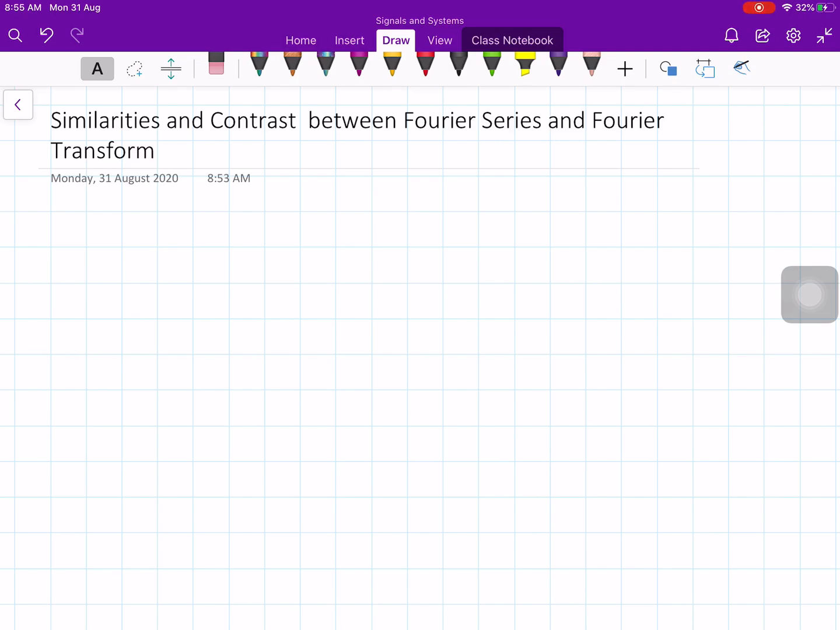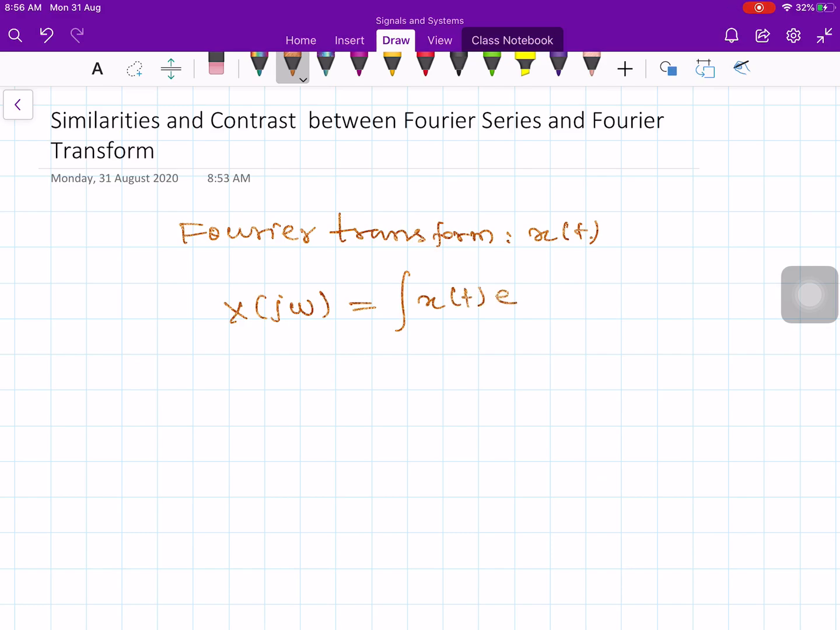Okay, so in the last lecture we discussed the Fourier transform, and we derived two important relationships. One is the Fourier transform of a given signal x of t. It is denoted by x of j omega, which is equal to the integral of x of t times e to the minus j omega t times dt, and the limit of integration is from minus infinity to plus infinity.